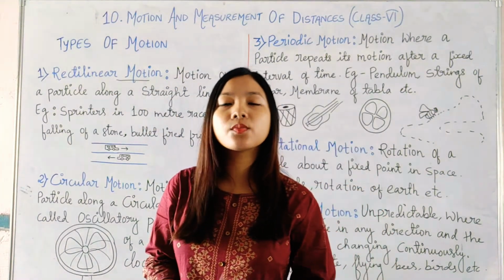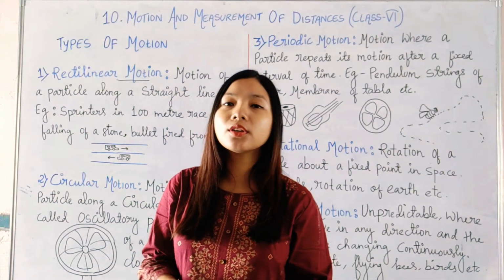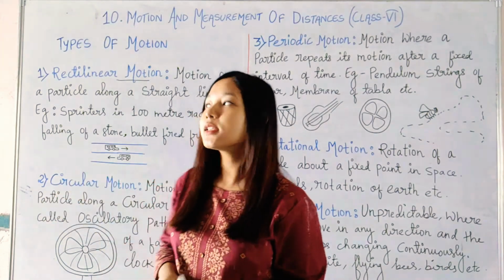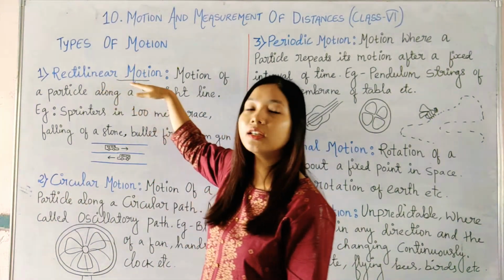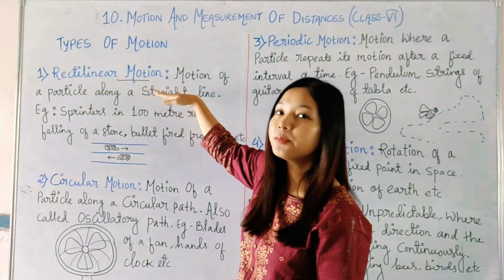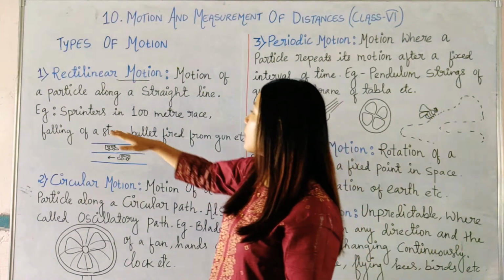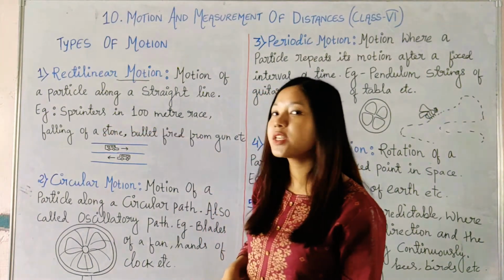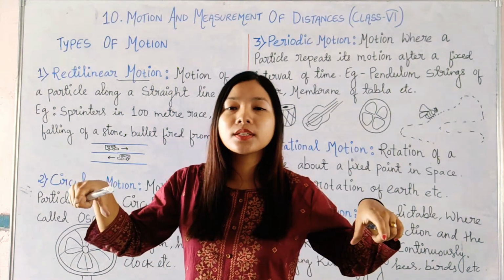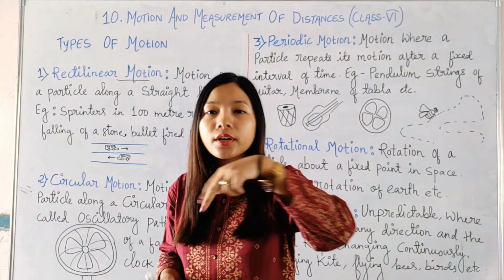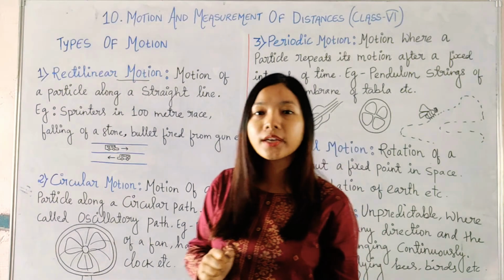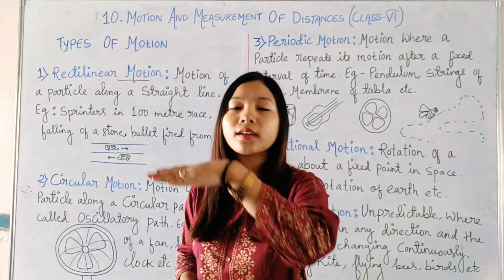Rectilinear motion means motion in a straight line. So if an object is moving in a straight line, that motion will be said to be rectilinear motion, or the object is said to be in rectilinear motion. For example, sprinters in a 100-meter race. If an athlete is running a 100-meter race, then he will run in a straight line. Or cars moving on a straight road, they will be moving in a straight line.